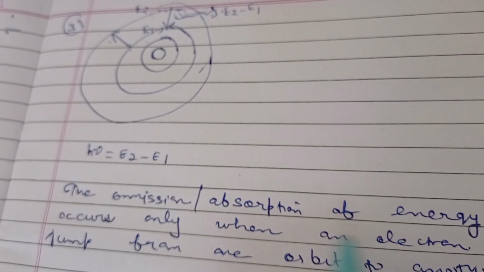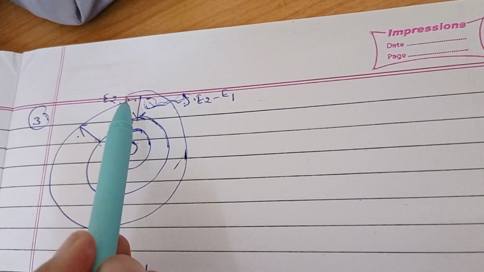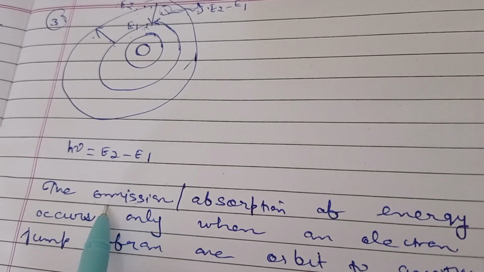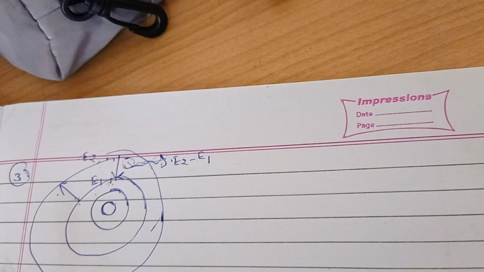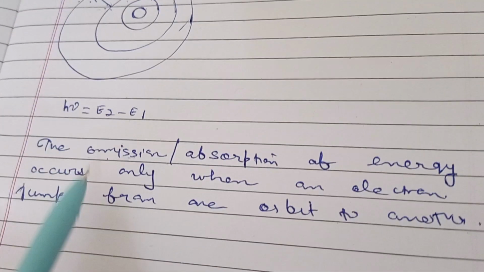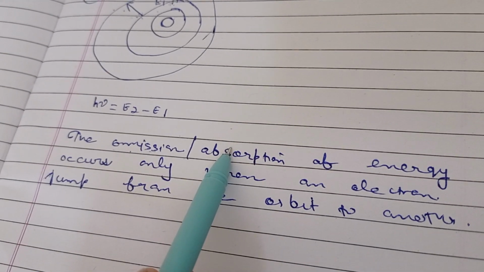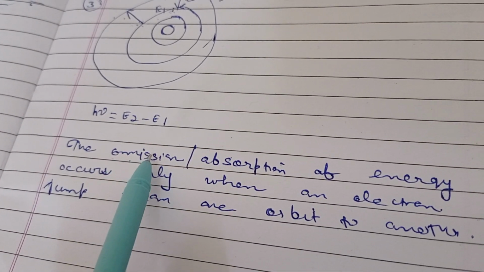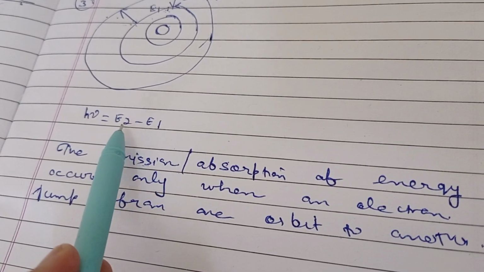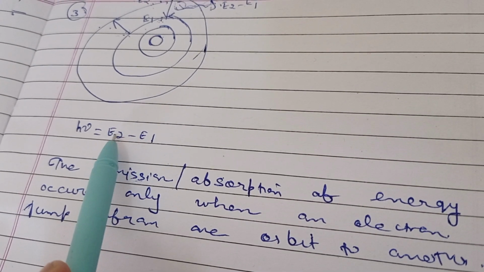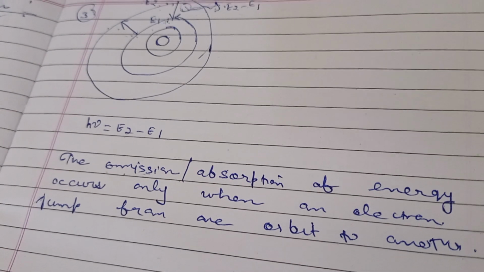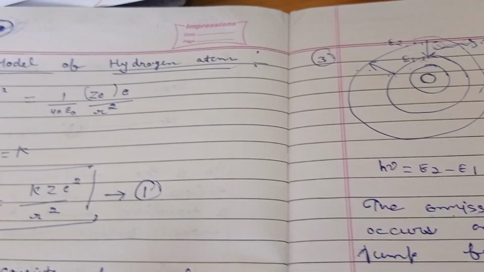Okay, students, please note this. Whenever an electron jumps from the higher to the lower level, it will radiate energy, which means there will be emission of energy. And whenever an electron jumps from the lower energy level to the higher energy level, it will absorb energy. The amount of emitted and absorbed energy will be equal to the difference of the energy of those orbits. Clear? It is the third postulate of the Bohr hydrogen atom.